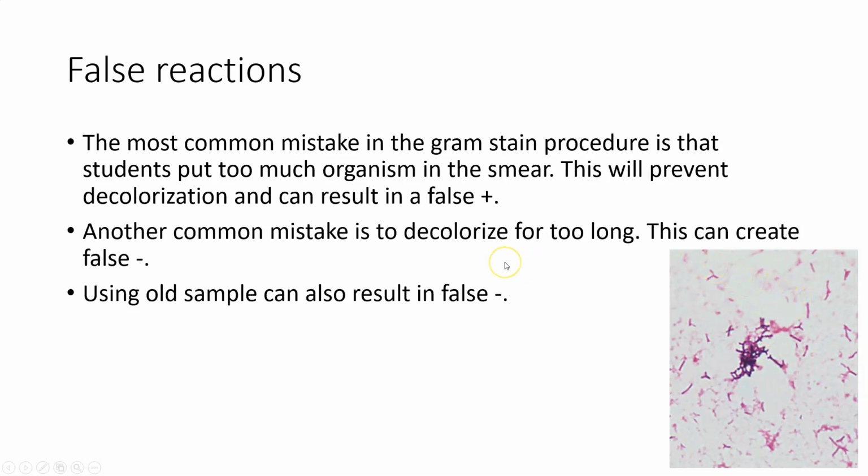The other thing is the decolorizer. All the other steps are really easy. You put them on, you leave them on for exactly a minute, and then you rinse them off. The decolorizer, though, is one of those things that you leave on for a different amount of time depending on how thick you put your emulsion on there. You tend to want to leave it on just for 10 to 15 seconds. If you go longer than that, you will decolorize even the gram-positive cells and end up with a false negative result. Don't decolorize long enough, and then everything's going to look gram-positive and you get a false positive. And so you really have to find that fine balance between decolorizing too long and not enough.